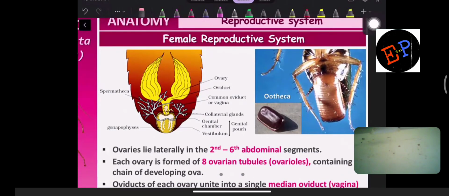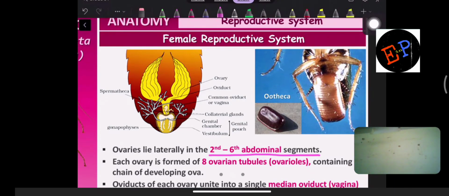So here the ovaries lie laterally in the 2nd to 6th abdominal segments. Testes, where were they present? In the 4th, 5th, 6th segments. So this one you should not be confused about. The testes were present in 4, 5, 6, but the ovaries are present in segments 2, 3, 4, 5, 6. 2 to 6 segments.